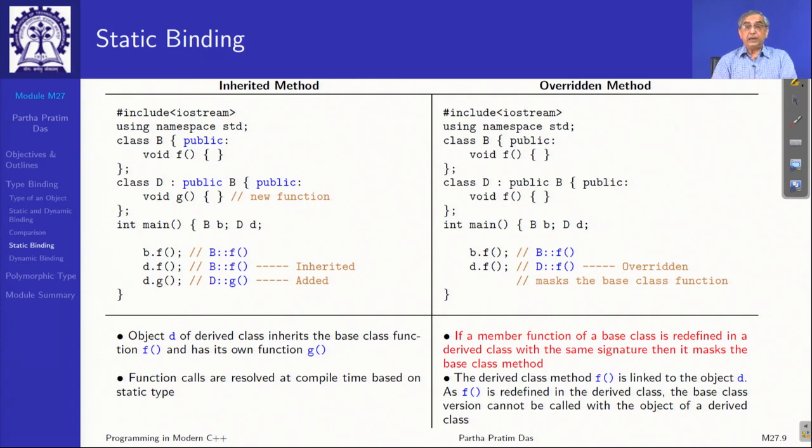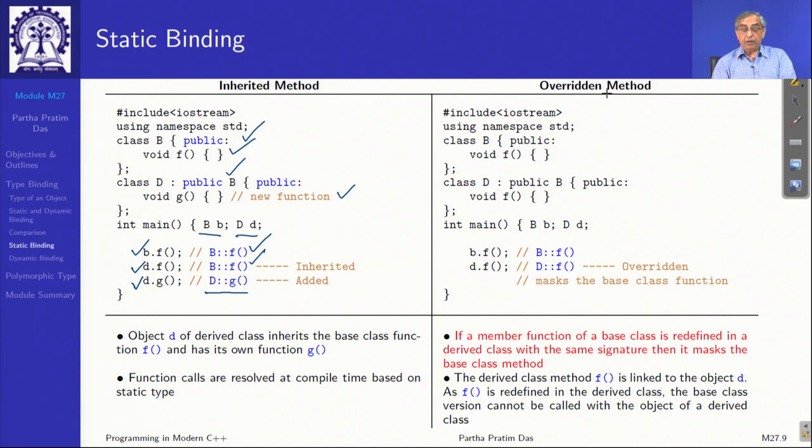So, let us quickly look at, we have seen similar slides before. Let us quickly take a look at a hierarchy. B is the base class, D is the derived class, B defines a function f, D defines another function g. If I now have two objects B and D, then naturally B dot f will call the function in the class B, D dot f will call the function in the class B again, because it has inherited it, and naturally D dot g will call the function that you have added.